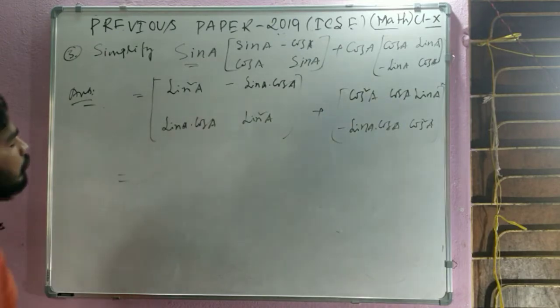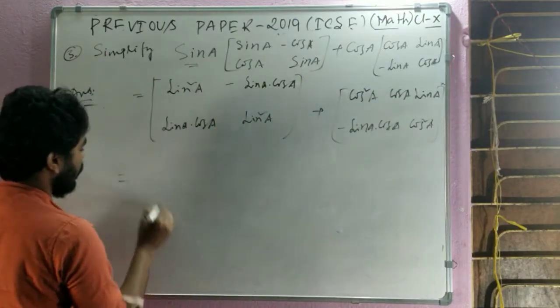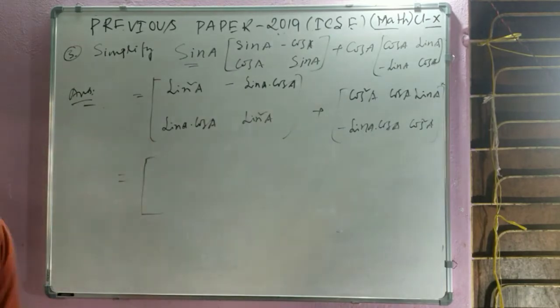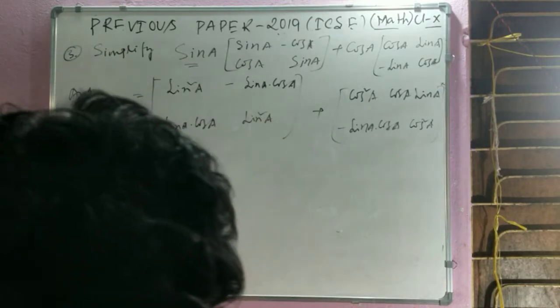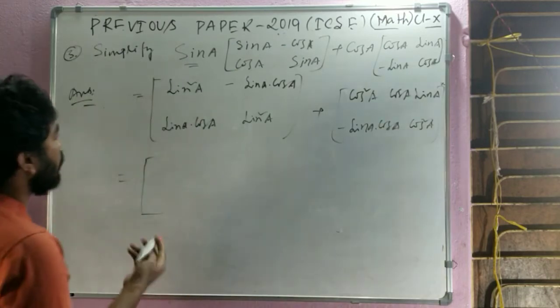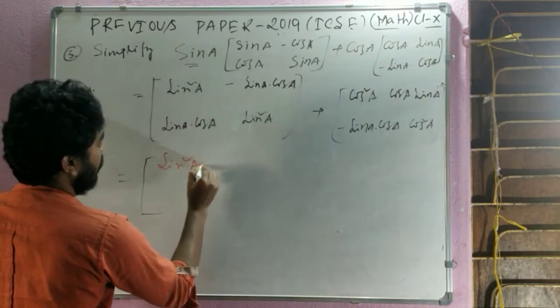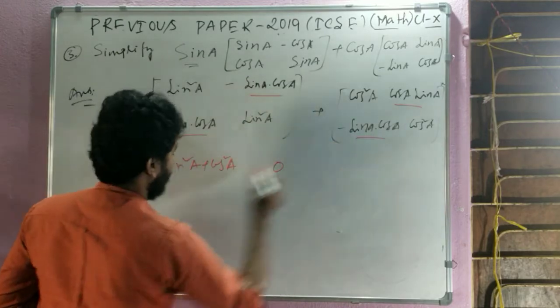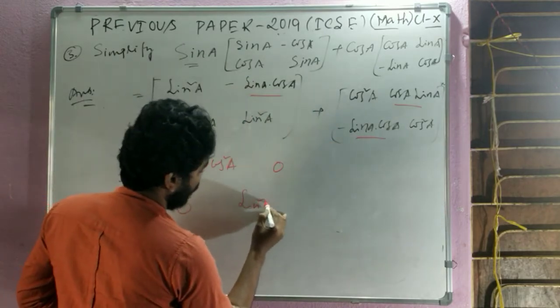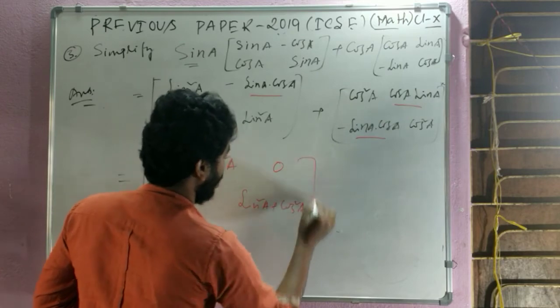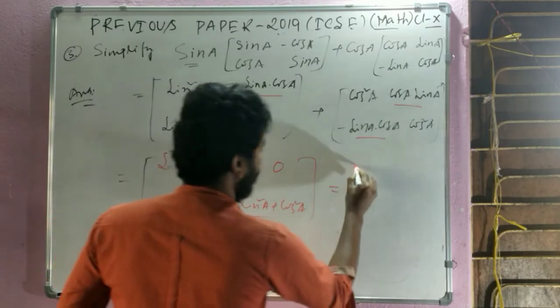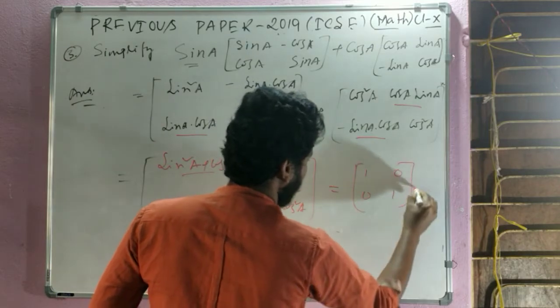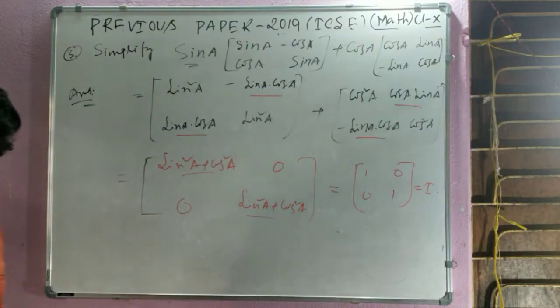Adding up two matrices, we know that every corresponding element is added. So sin square A plus cos square A, this is the same term, this is 0, this is 0, and this is sin square A plus cos square A. That means sin square A plus cos square A is 1. This is 1 0 0 1, the identity matrix. Very easy math from matrix and trigonometry.